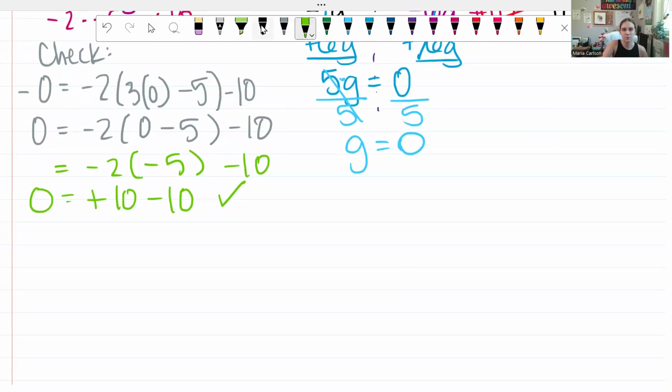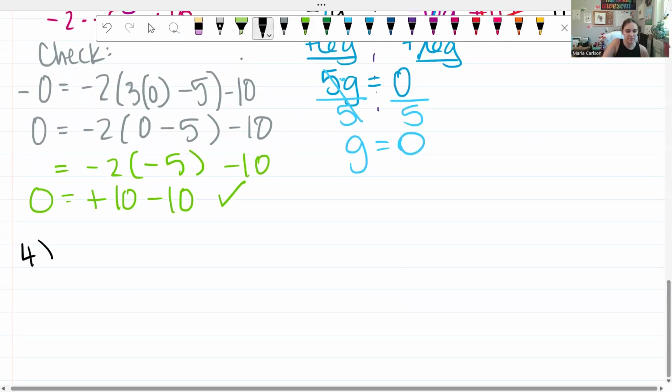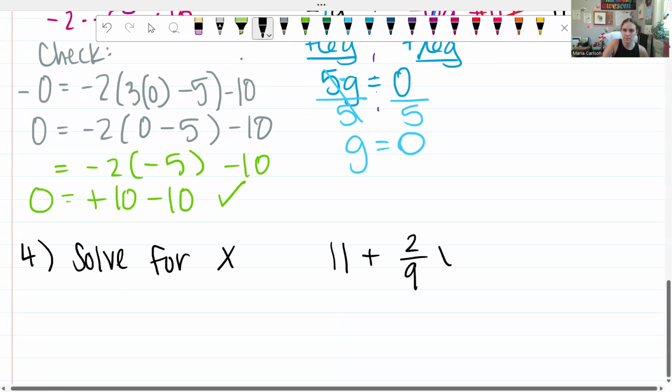Last one. This last one is one of my favorite types of problems. So this problem we will solve for x. Our equation is 11 plus 2/9 x, which is equal to 23. I like to call these equations freaky fraction equations.